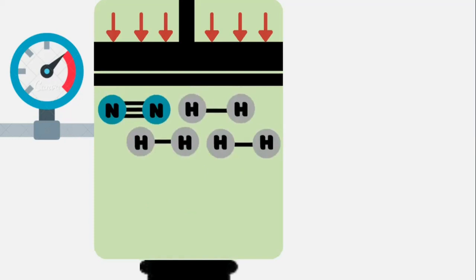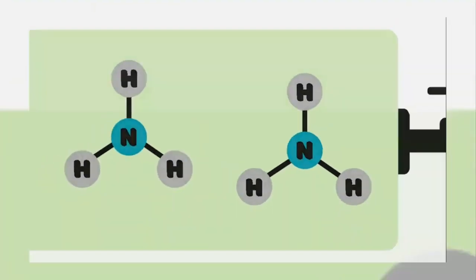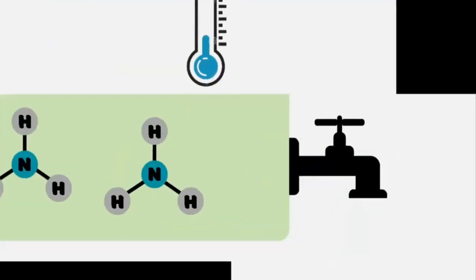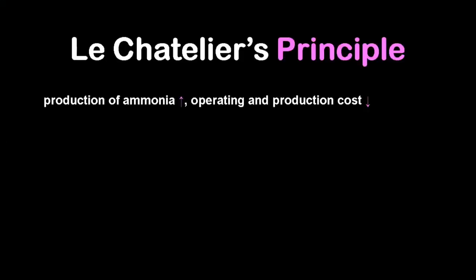These gases then are compressed in the compressor at 200 atmospheres of pressure and delivered to the reactor where ammonia is produced. These gases are then cooled down and ammonia is ready to be tapped off as liquid. Unused hydrogen and nitrogen are recycled back to the reactor and the reaction will continue as usual since this process is reversible. This process applies Le Chatelier's principle, where the production of ammonia is maximized while the operating and production cost is minimized.